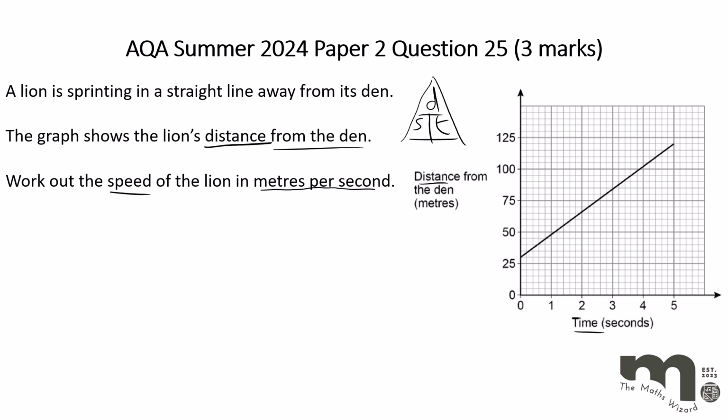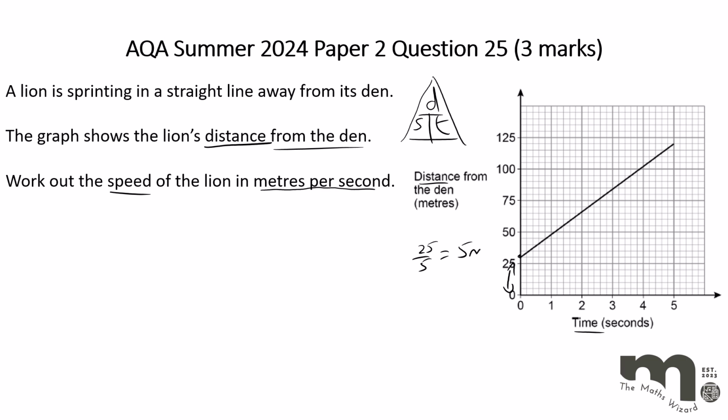Now, the tricky thing about this graph is it doesn't start at 0. So the lion's already a certain point away from its den before we start tracking it essentially. So we've got a 5-second journey here, so a very small journey. If we have a look at this here, we've got 5 squares between 0 and 25. So if we do 25 divided by 5, every square is worth 5 meters.